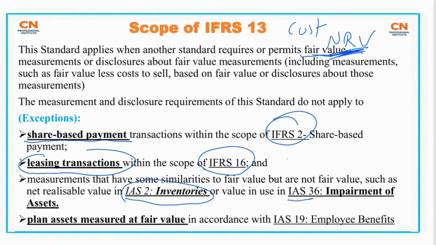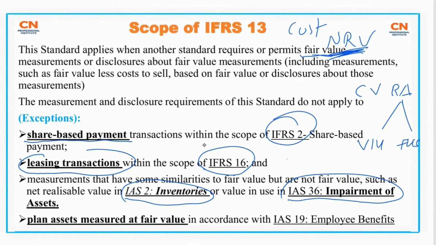Then it also doesn't apply to what? Impairment of assets, IAS 36. You know, to get impairment, we compare the carrying value with the recoverable amount. And the recoverable amount is the higher of value in use and fair value less cost to sell. So what we are saying is that fair value doesn't apply to this standard. Let's cut it short here. As I said again, these standards are there, videos on them, you can check them out, right?